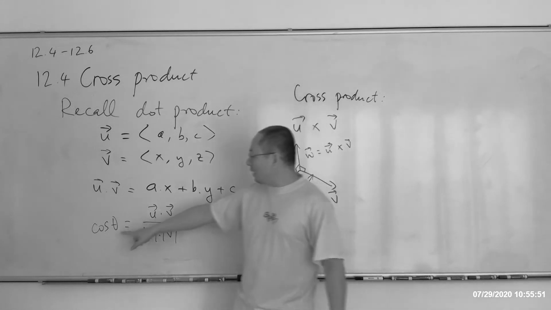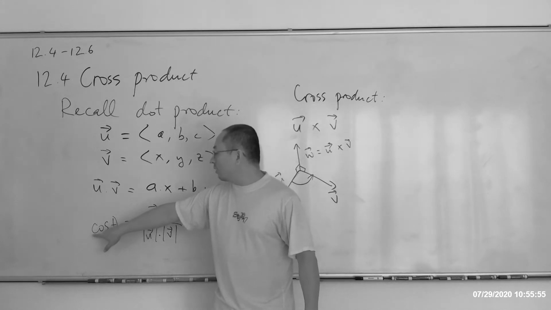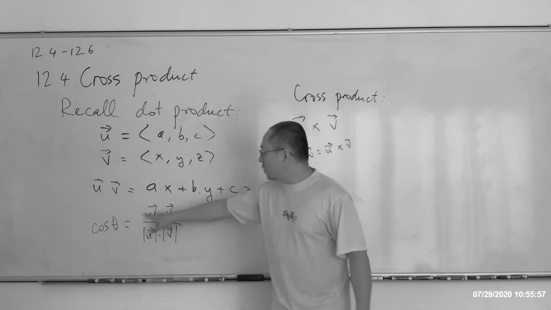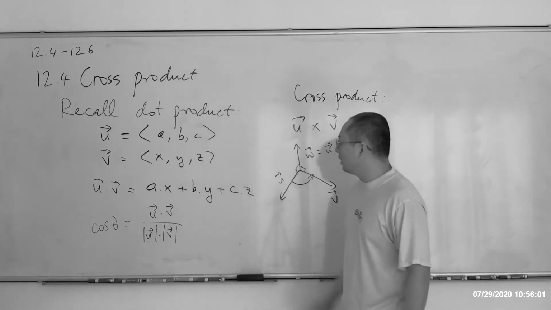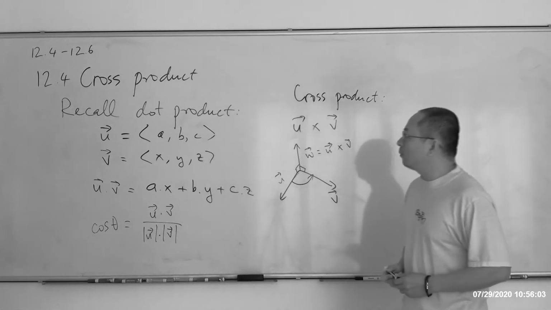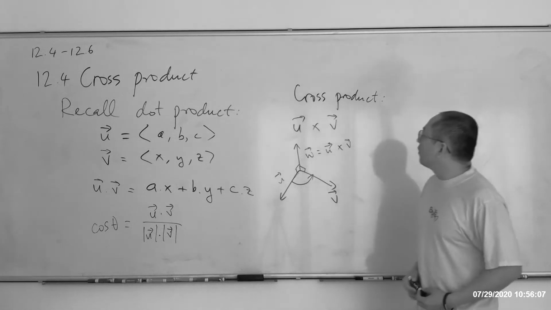And we talk about the angle between the two vectors. And we can calculate cosine of that angle by U dot V divided by magnitude of U times magnitude of V. That was what we learned in the previous section 12.3. So that's a recall before we move on.